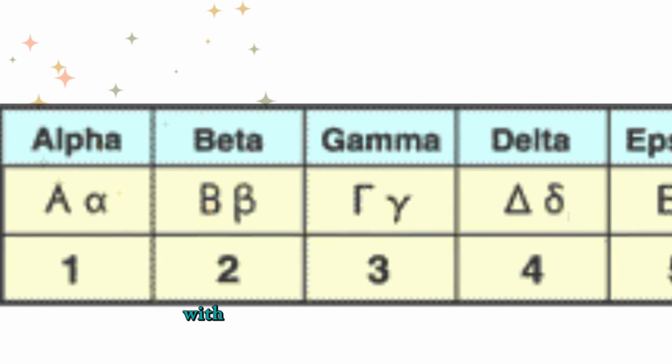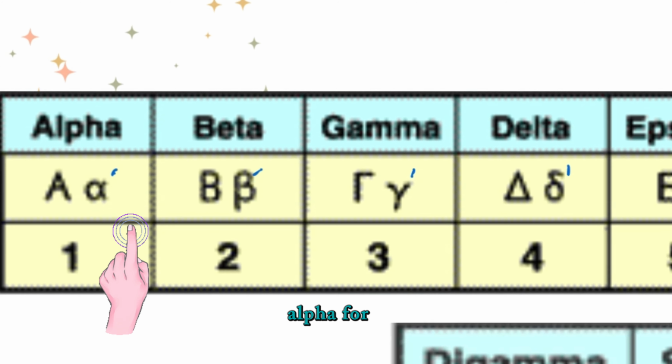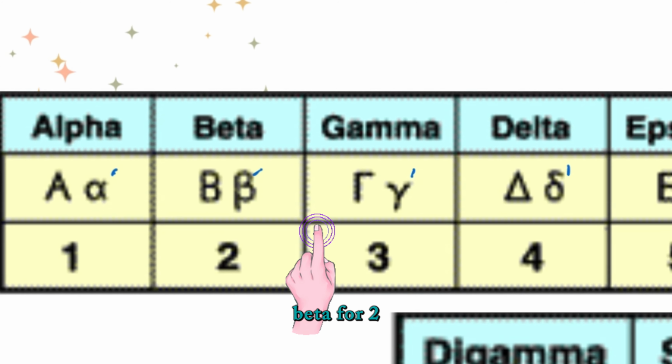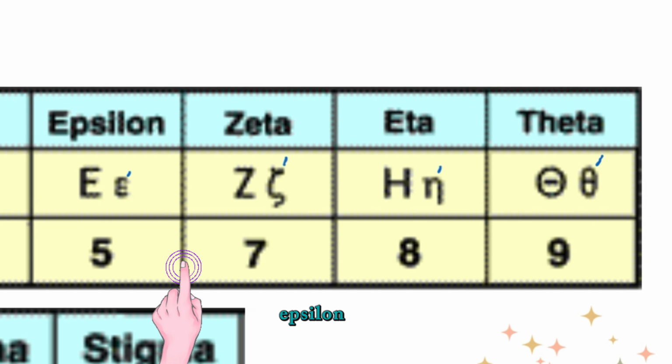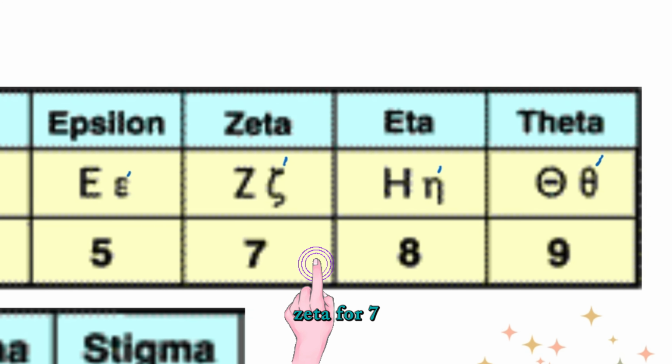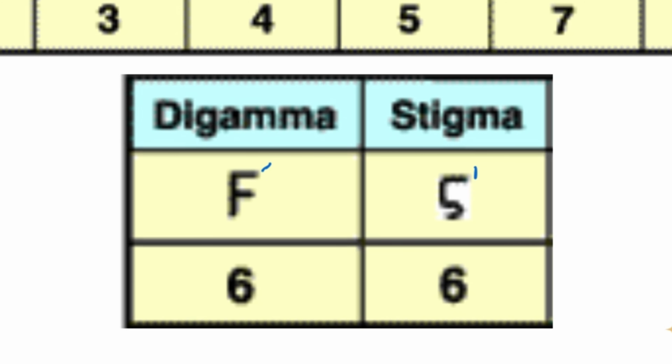They used lowercase letters for showing numerals, with a small dash over the symbol, just so as not to confuse numerals with letters. Alpha for 1, beta for 2, gamma for 3, delta for 4, epsilon for 5, zeta for 7, eta for 8, theta for 9. For 6 first they used digamma and later they started using stigma, which was not available in their Greek alphabet.